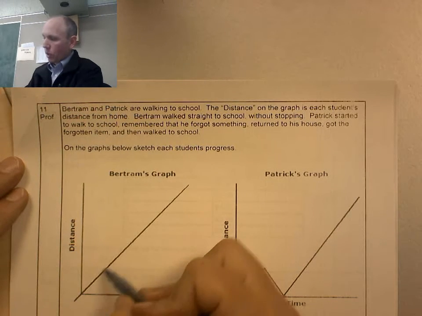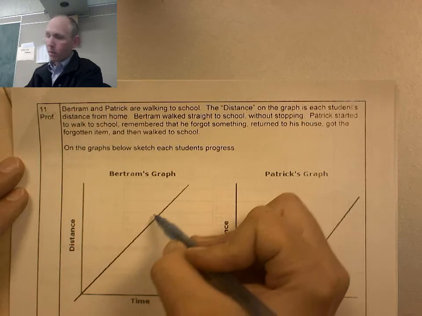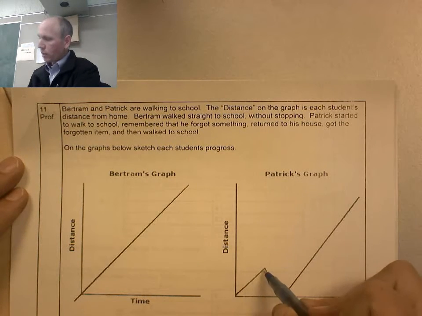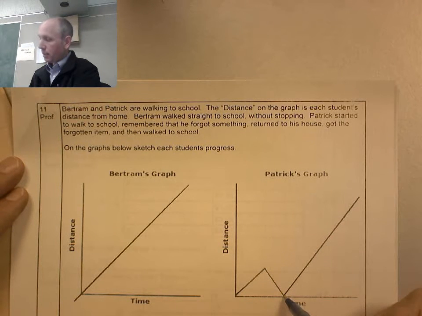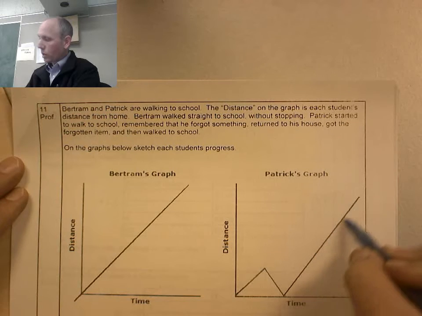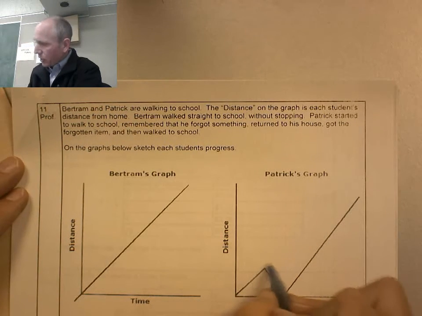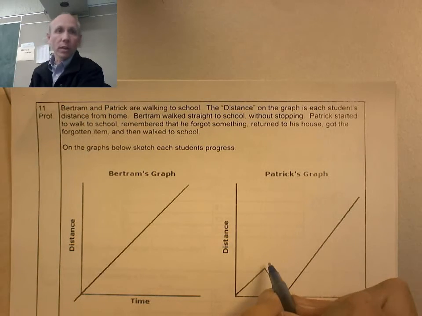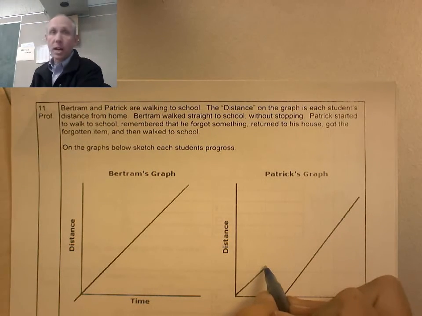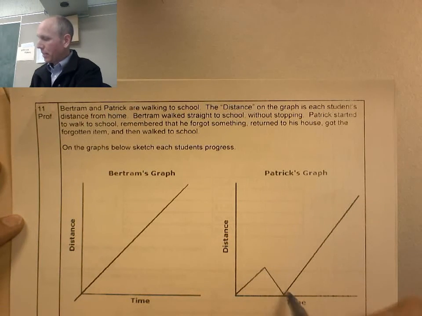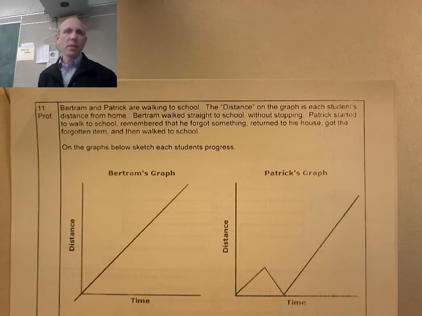Bertram, walk, walk, walk, farther away from home. Patrick, walk, walk, walk, uh-oh, forgot something, walk, walk, walk, going back home, gets his thing, walk, walk, walk, something like that. I guess theoretically you could put plateaus in here as he's actually at home looking for it, or right here maybe he stops and thinks for a minute, but something that looks like that. You could have a plateau there, but I would accept either one.